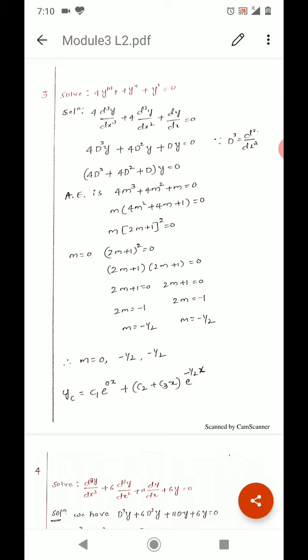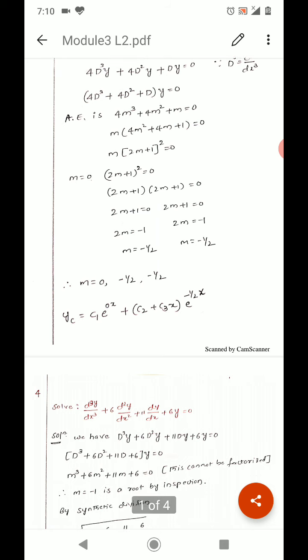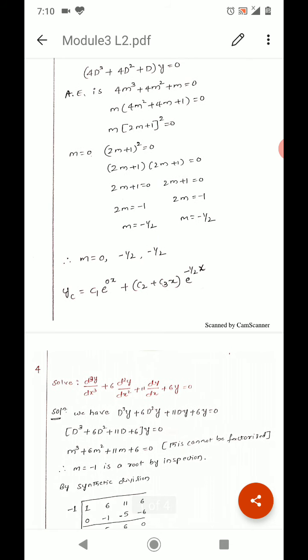Finally we found three roots: m = 0, -1/2, again -1/2. Here -1/2 and -1/2 are repeated roots, real and repeated roots. The complementary function becomes c1 e^(0x) + (c2 + c3x) e^(-x/2).